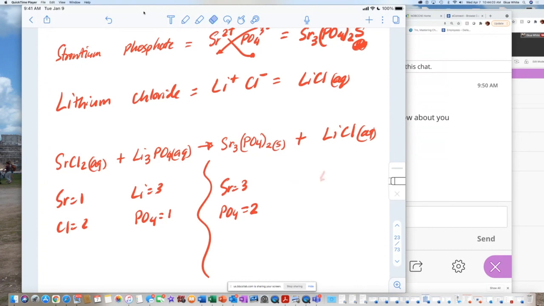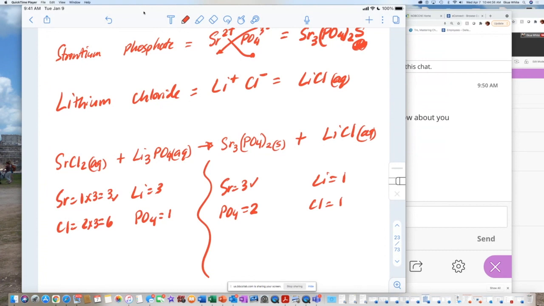Oh, sorry, on the product side. I'm talking and writing and getting distracted. Li1, Cl1, right? So when I look at this, on the left I have 1 Sr, on the right I have 3 Srs. If I want to make the Srs equal, I can multiply the left one by 3, correct? Okay. Times 3 gives me 3, times 3 gives me 6. Okay. So right now it appears that the Srs are balanced.